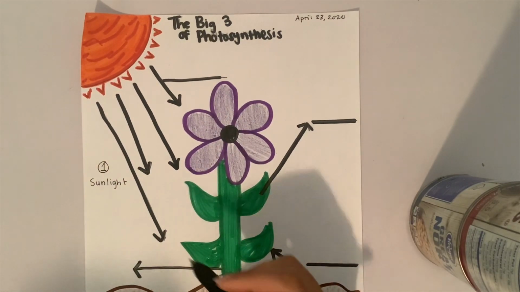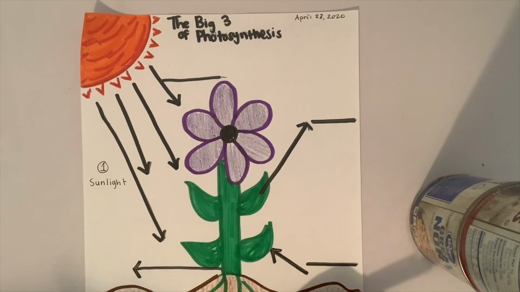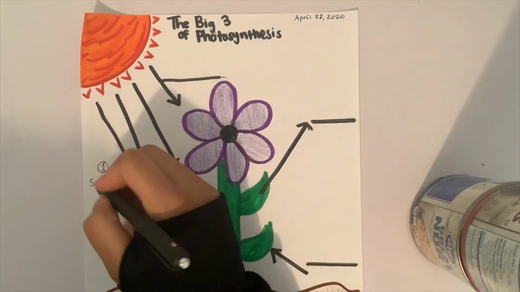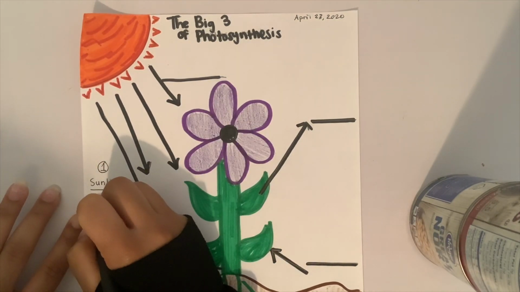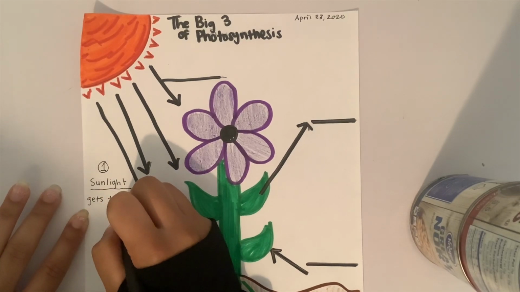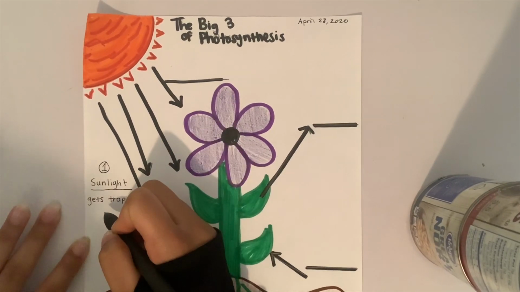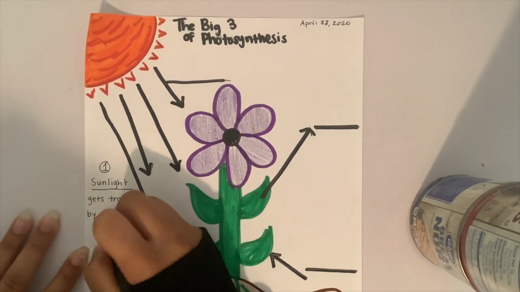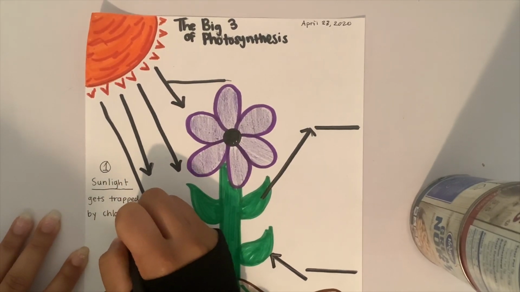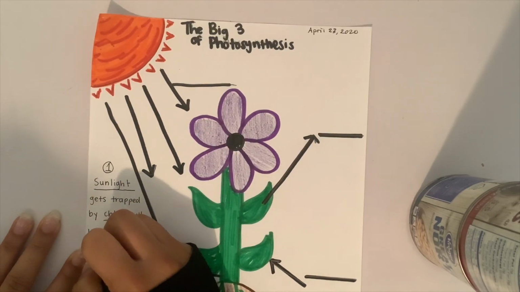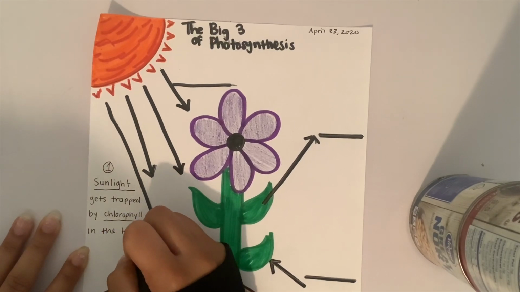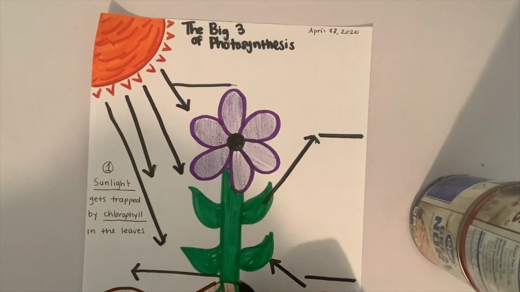The plant uses the chlorophyll that's in its leaves to soak up all that energy from the sun. All right? So underneath sunlight, we're going to write, it gets trapped by chlorophyll in the leaves. And we know that chlorophyll is what gives the plants that green color, right?